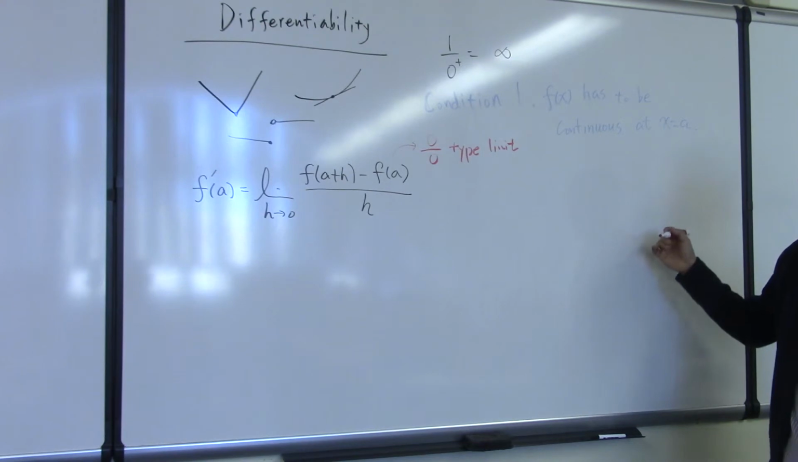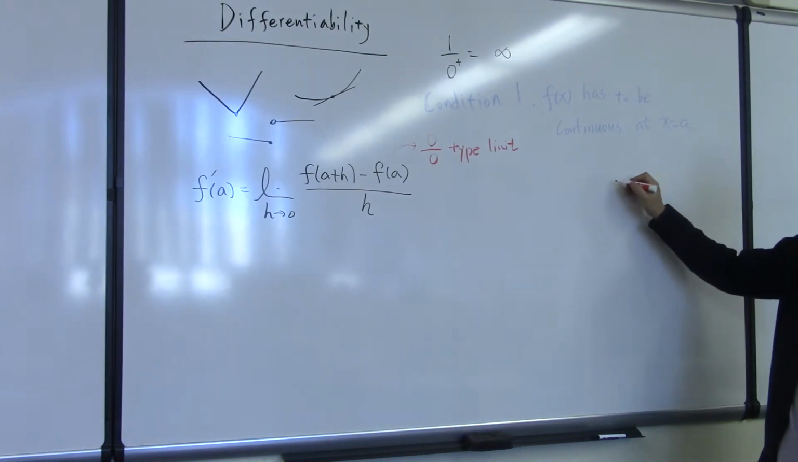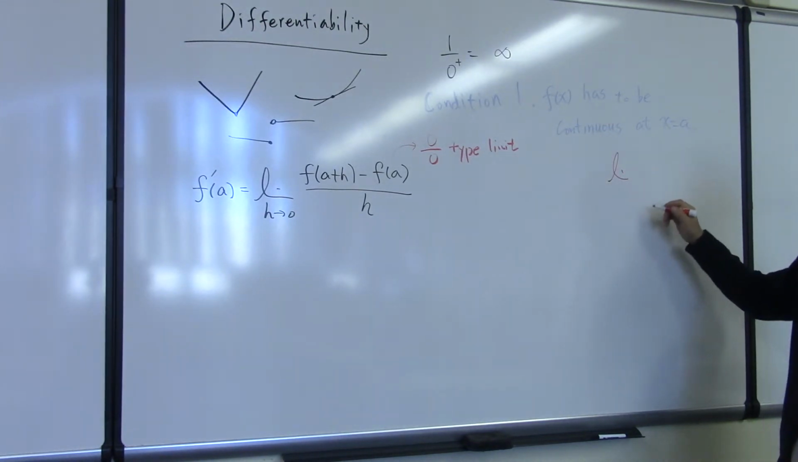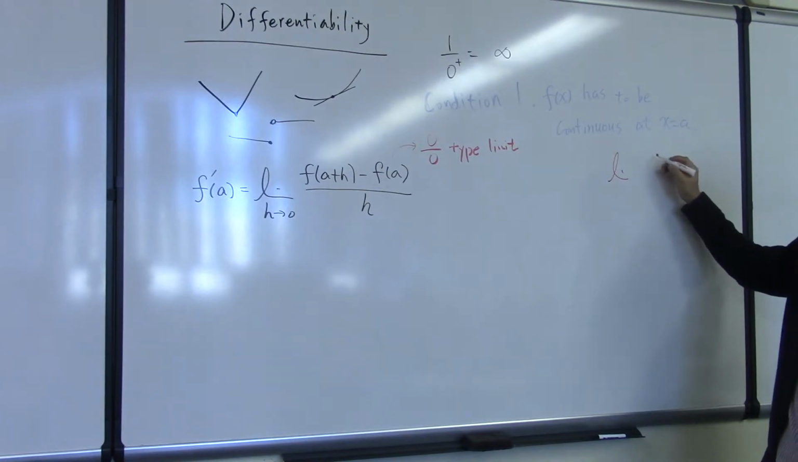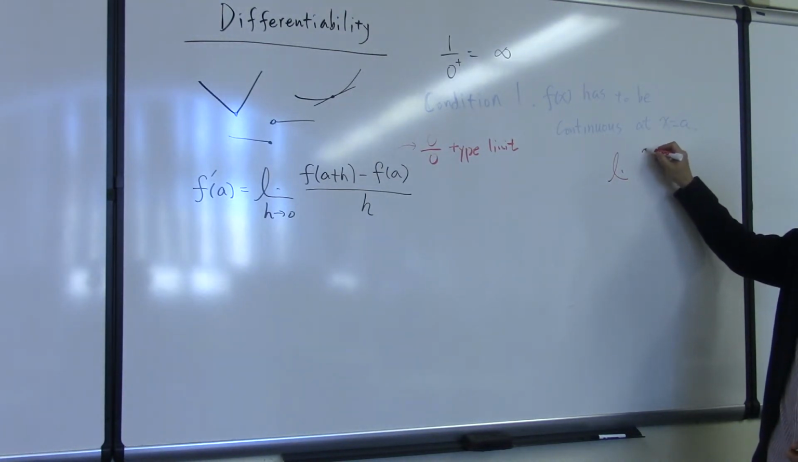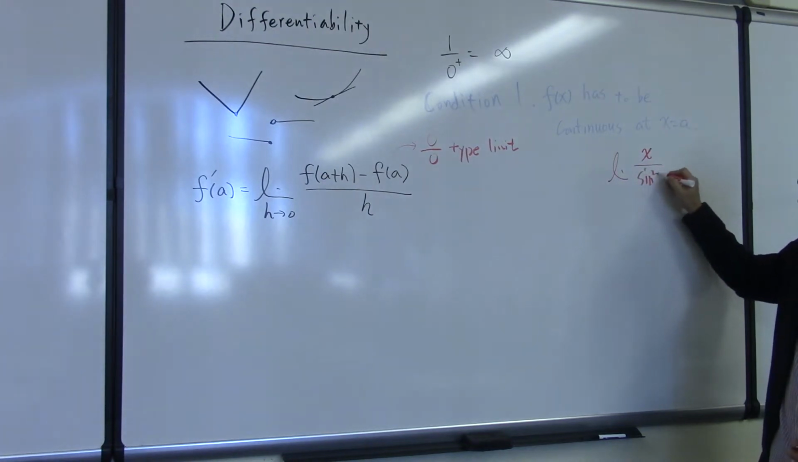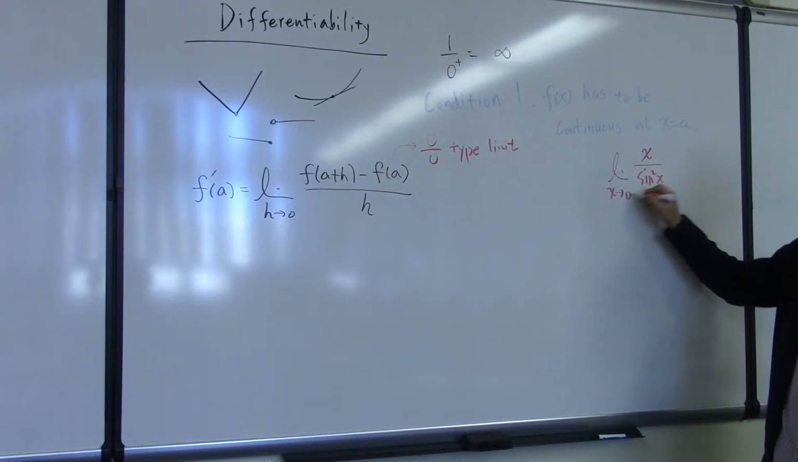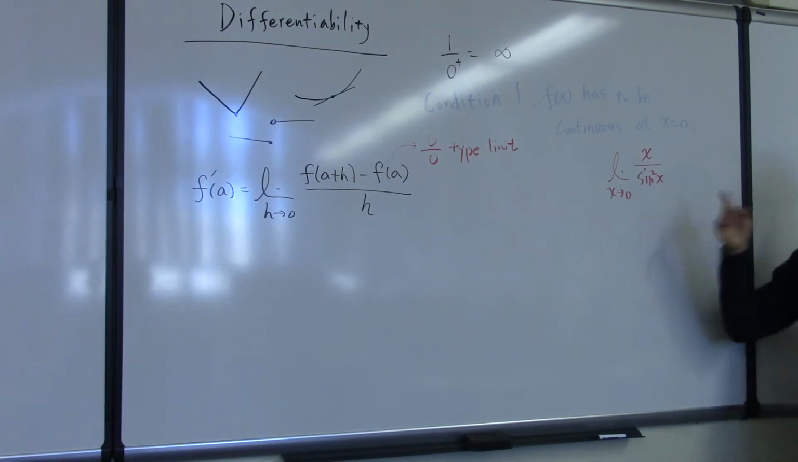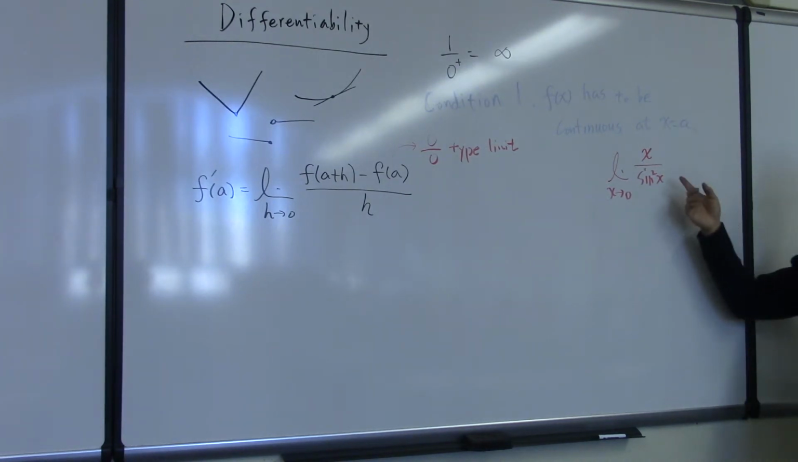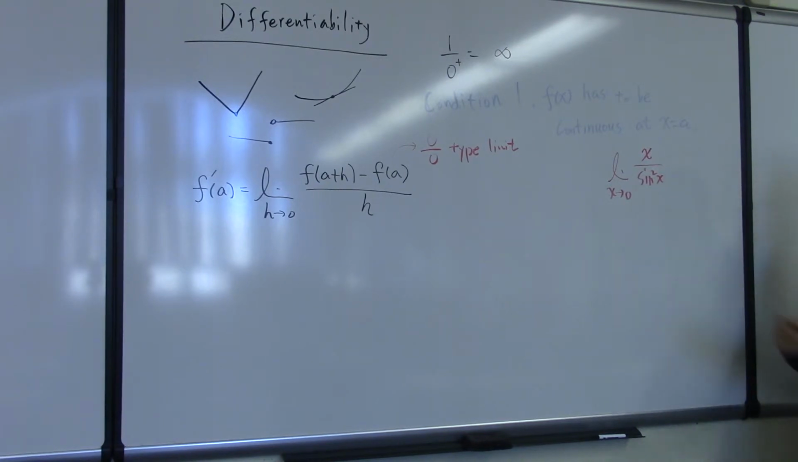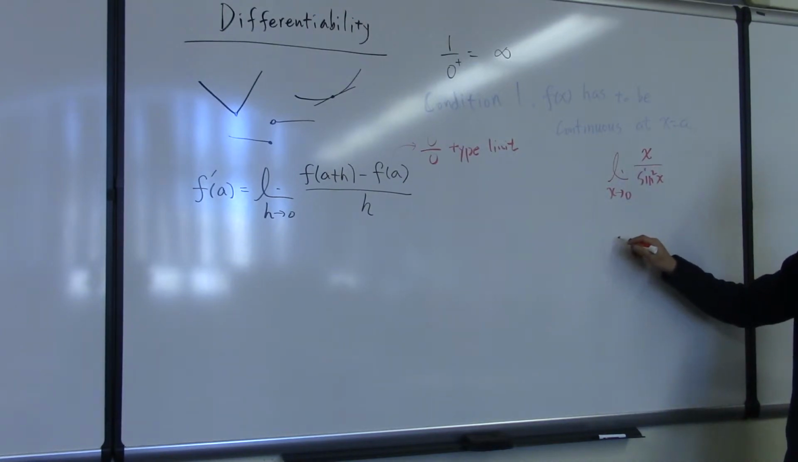If you want me to name a few, for example, if you have the limit of, say, x over sine squared of x, x goes to 0. Both top and bottom go to 0, but the limit doesn't exist. Actually, the right limit goes to positive infinity, the left limit goes to negative infinity. So that's one example. Even if the limit does not go to infinity, the limit may not exist.